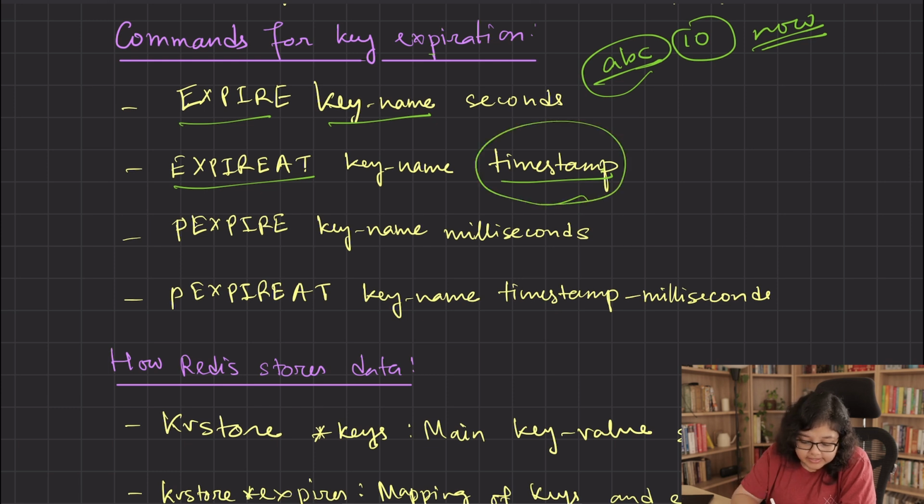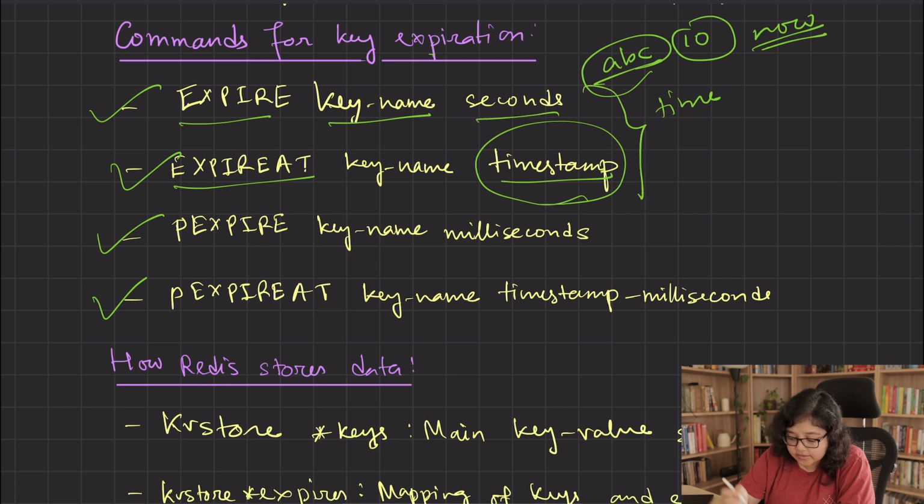Now the working of expire and pexpire are the same. Similarly, the working of expire at and pexpire at are the same. The only difference is the time granularity. These two use seconds while these two use milliseconds.